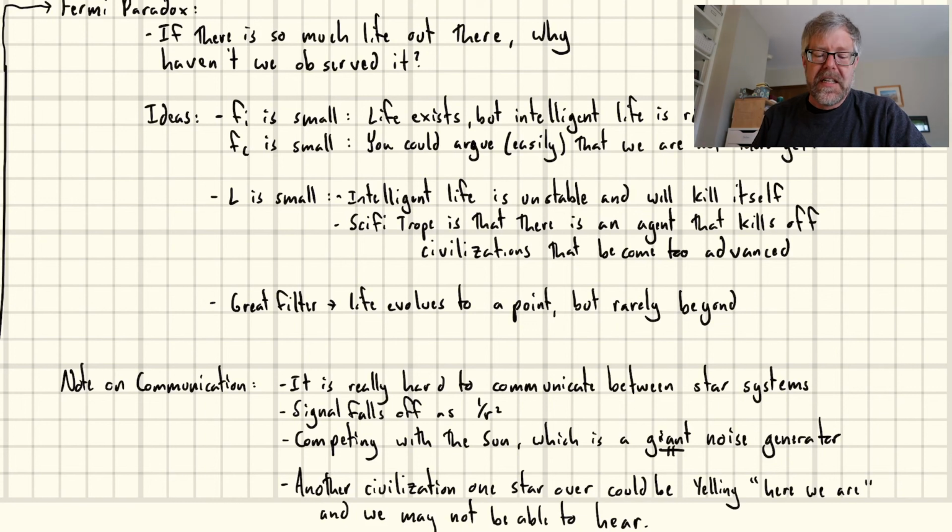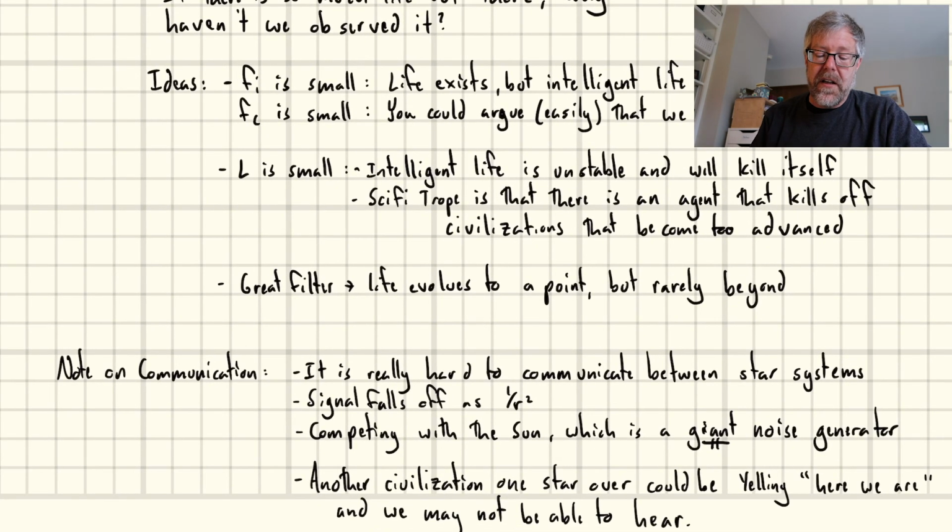There are different stories that talk about how, back in World War II or before World War II, we started sending TV signals out to the great void of space, and that is a communication. But it's really hard to actually communicate between star systems. Signals fall off as 1 over r squared, and the distance between stars is really, really large. And so the signals fall off really dramatically. Even by the time you're out to Pluto, they're really small.